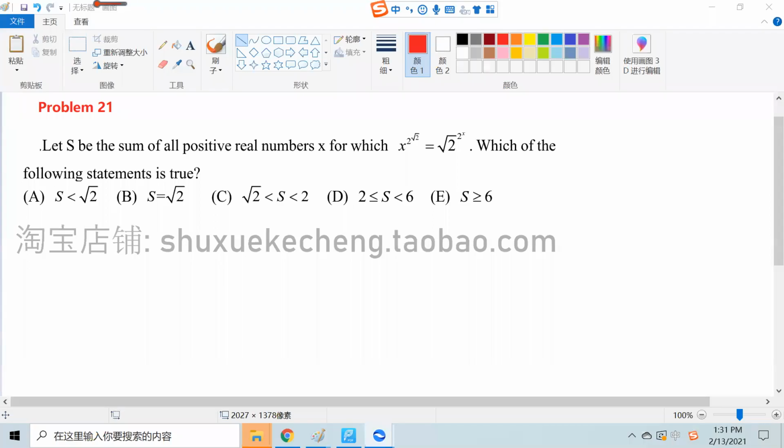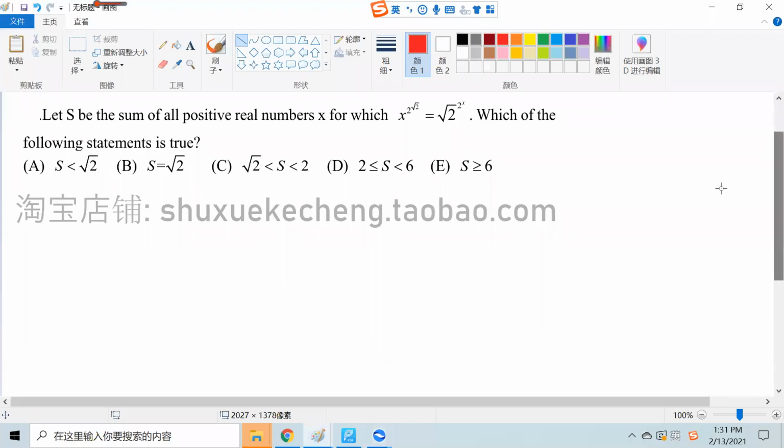Let's look at problem 21. 第21题. Let x be the sum of all positive real numbers x for which this exponent is equal to this power. The two powers are equal, and with complex exponents. The exponents are complex. Which of the following statements is true?